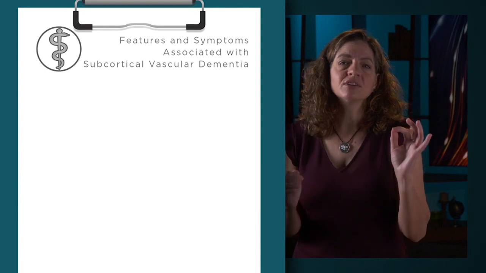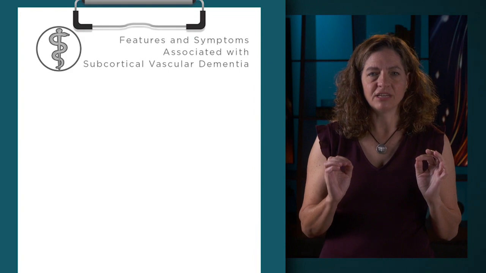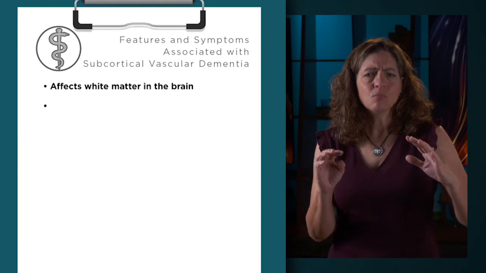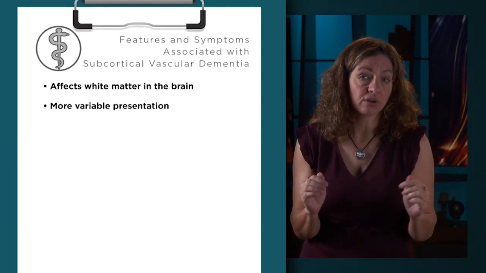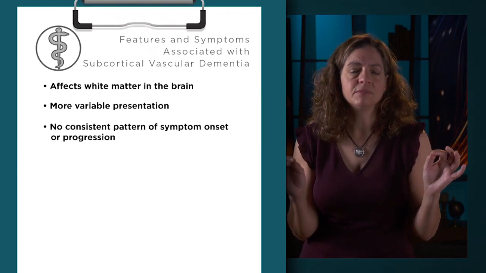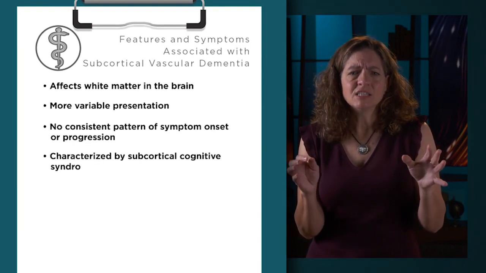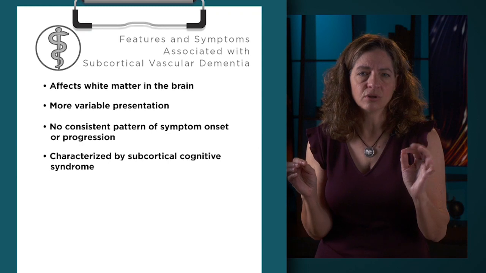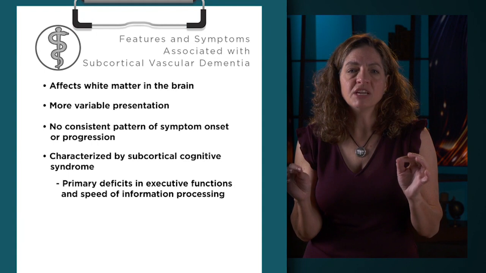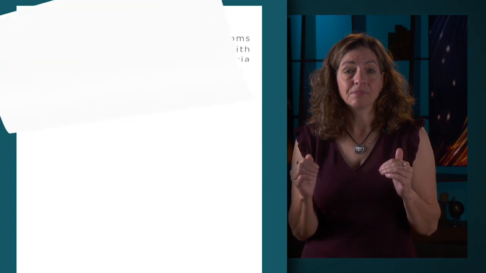Now let's move on to our second subcategory of vascular dementia, subcortical vascular dementia, which affects the white matter in the brain. This kind of dementia has a more variable presentation than the cortical kind. In fact, there appears to be no consistent pattern of symptom onset or progression. Clinically, it is characterized by a subcortical cognitive syndrome with primary deficits in executive functions and speed of information processing, and secondary deficits in episodic memory.